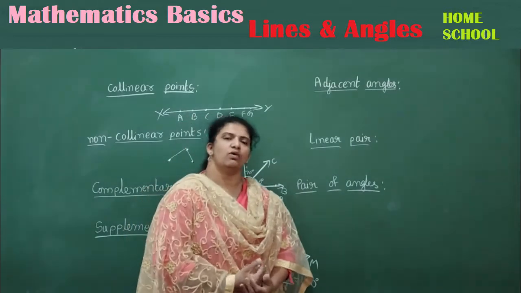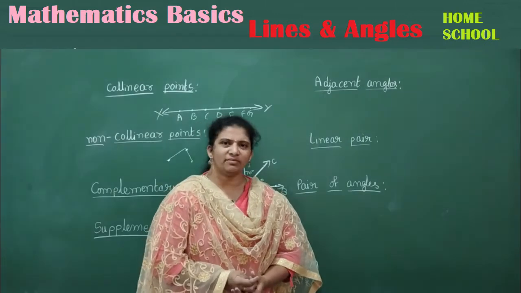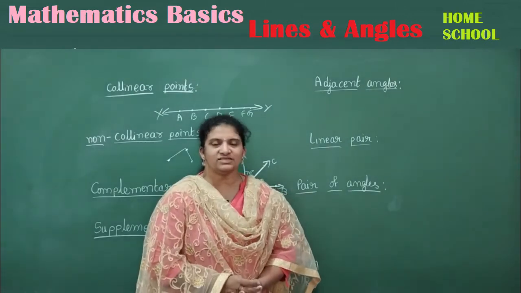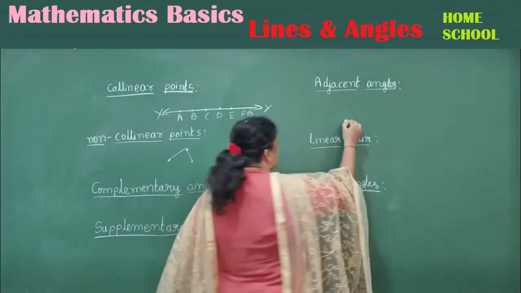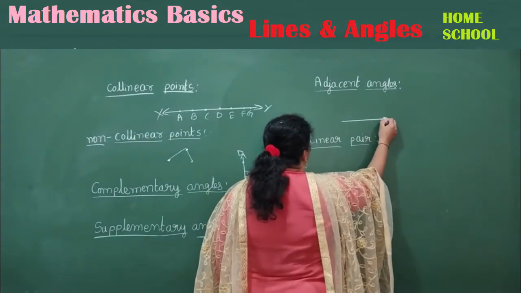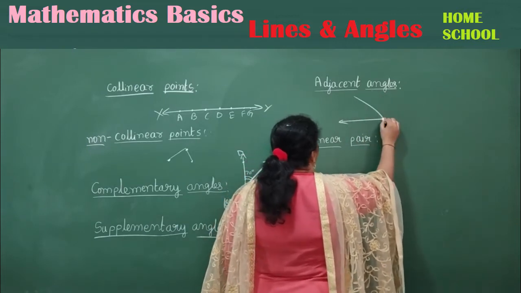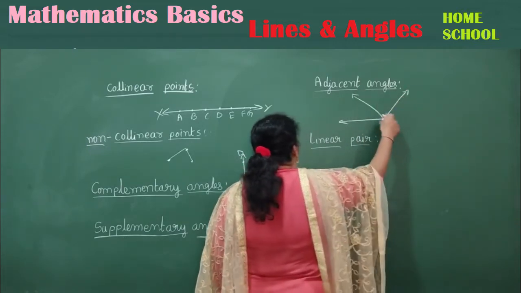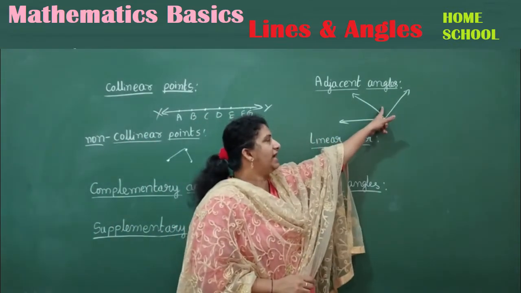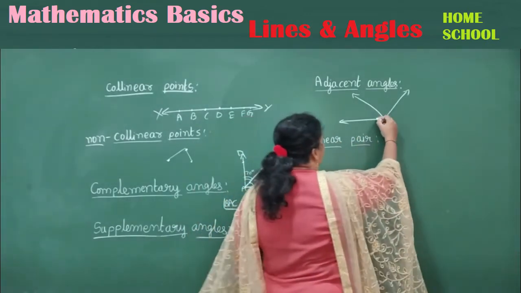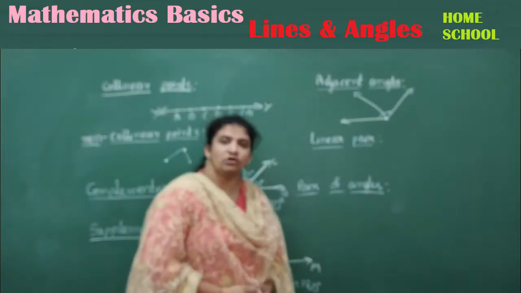Adjacent angles. What are adjacent angles here, children? Side by side angles. What are side by side angles? The two angles which have only one common arm in between. Suppose this is a point, this is one angle, right? Another angle is like this. Which type of angle is it? It's not acute, it is more than 90. From here this is moving in this direction. So this type of angle is called an obtuse angle.